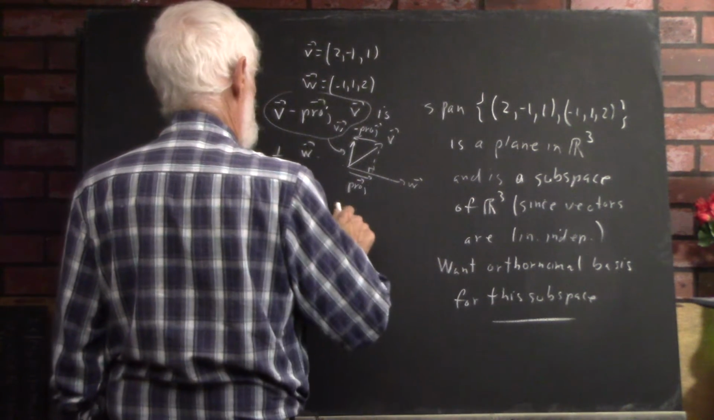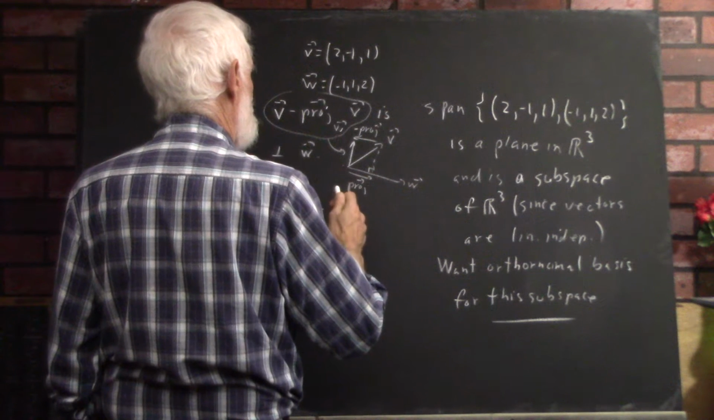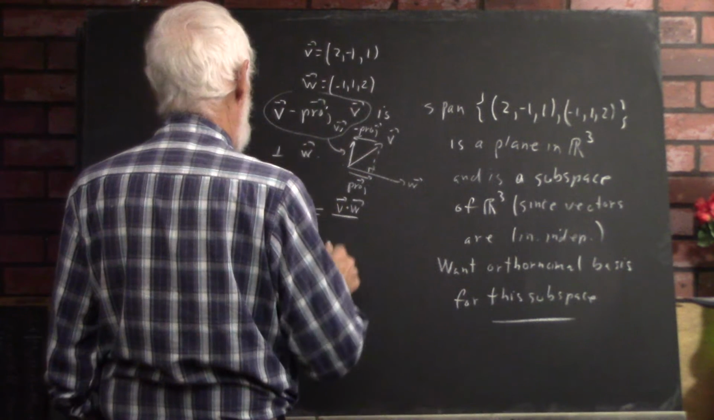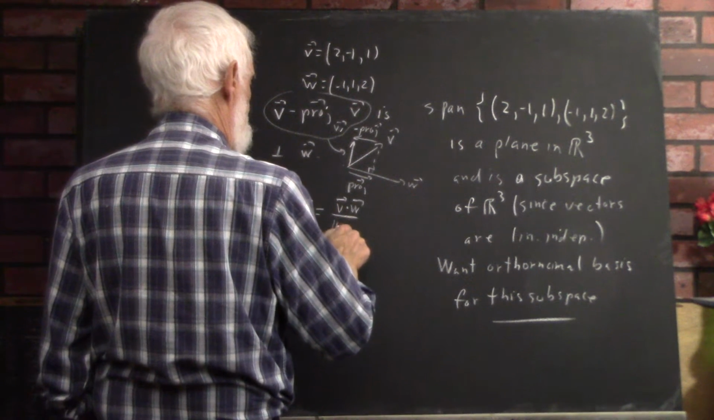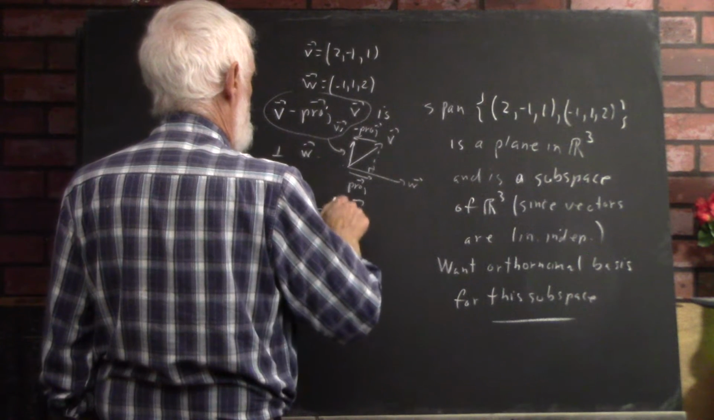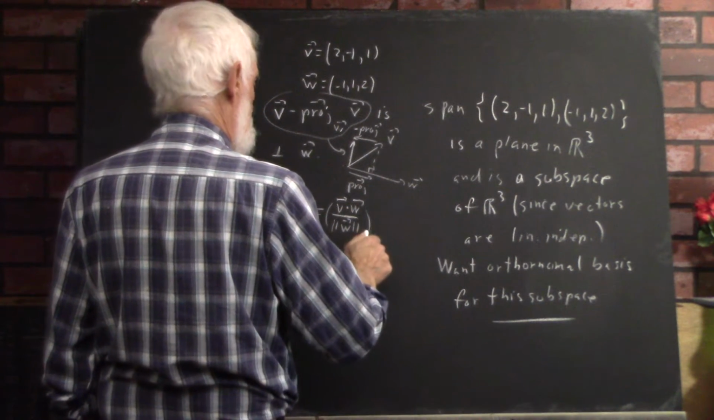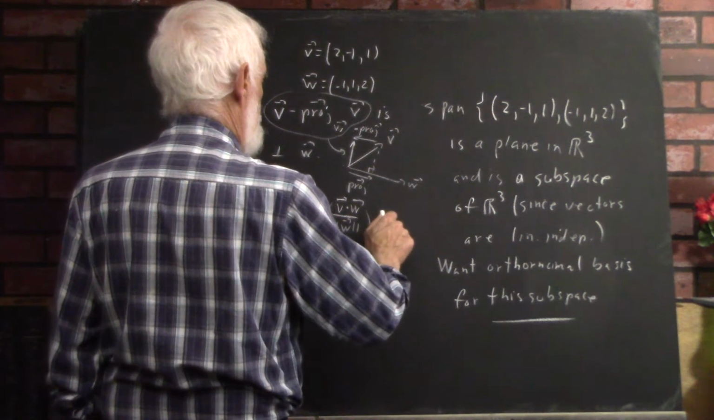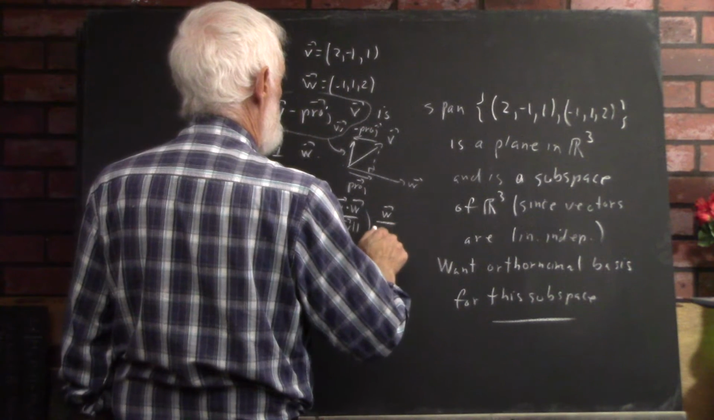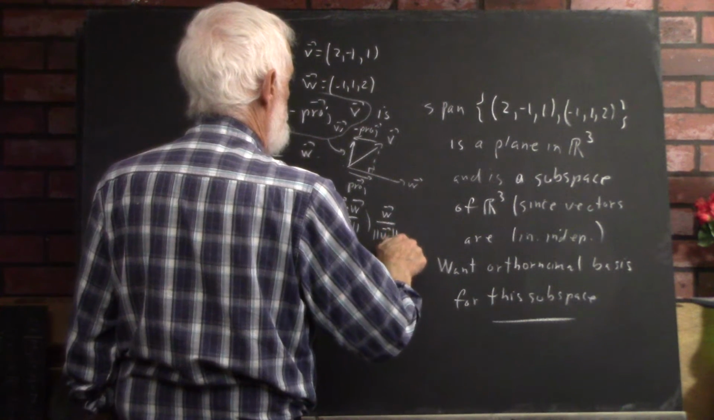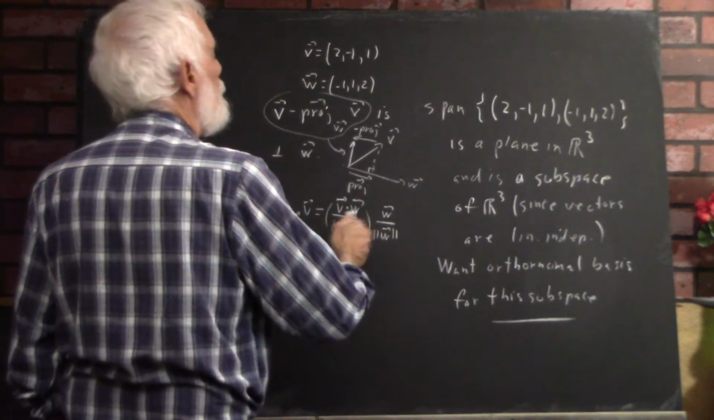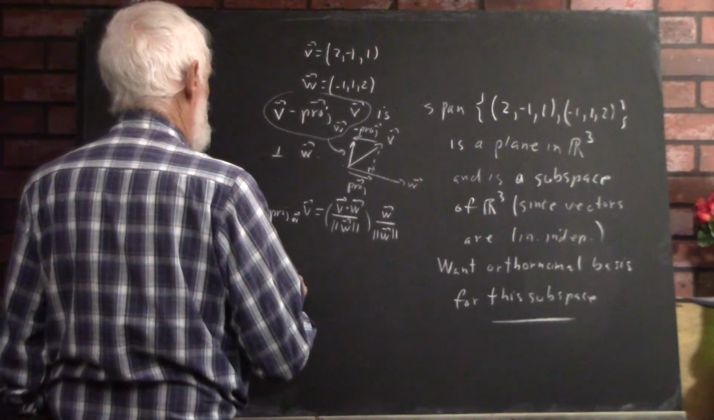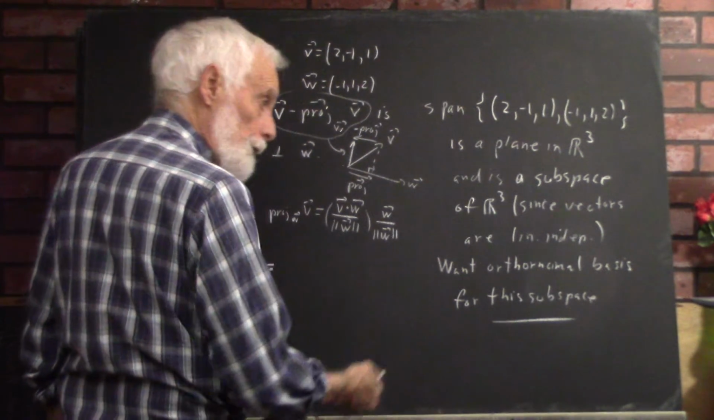thinking geometrically, the projection is V dot W divided by the magnitude of W. There's your scalar projection. And you multiply that by W over the magnitude of W, which is the unit vector in the direction of W. So that's easy to calculate. I'm not going to go through details of calculation.